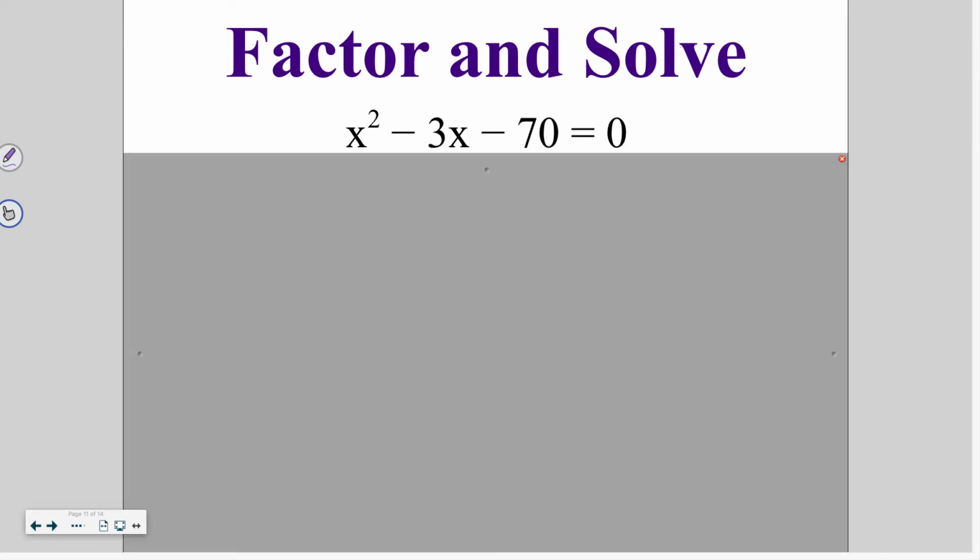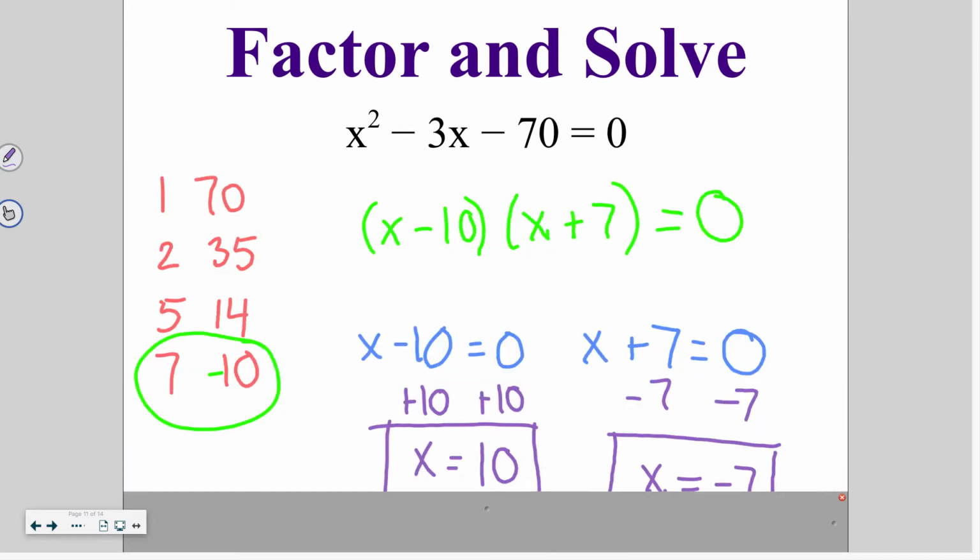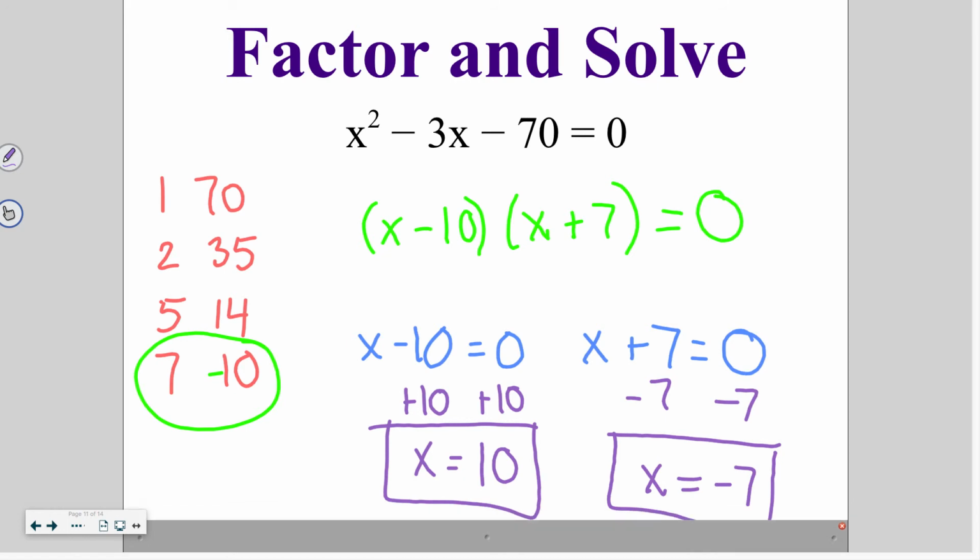Go ahead and try this one on your own. Factors of 70 are 1 and 70, 2 and 35, 5 and 14, and 7 and 10. Again, we have the negative sign on the 70, so one positive factor, one negative. In this case, it's negative 10 plus 7. So I've got x minus 10, x plus 7. Solving both of those pieces, my answers are x is equal to 10 and x is equal to negative 7.